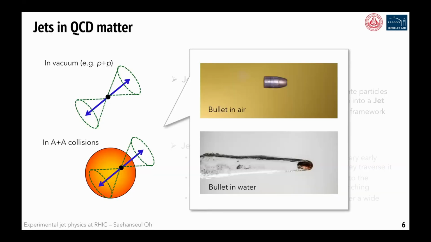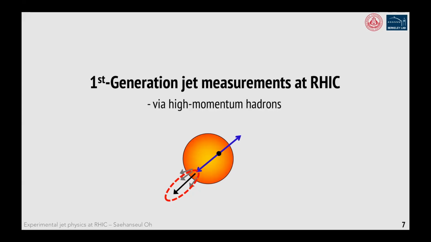So this jet measurement started at the very early days of the RHIC running. RHIC began to operate in 2000. And the first generation jet measurements at RHIC were via high momentum hadrons. So I said a jet is an algorithmic recombination of final state particles, but at the very beginning, we only looked at high PT or high momentum hadrons.